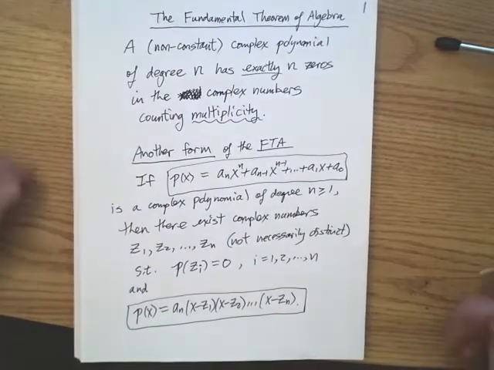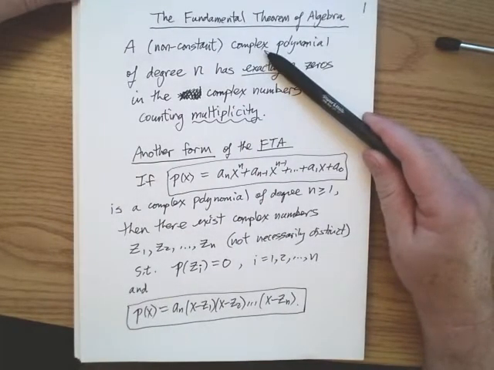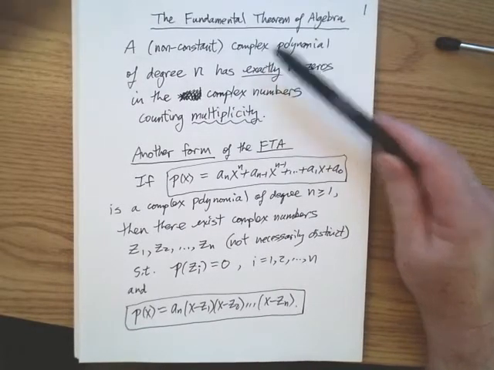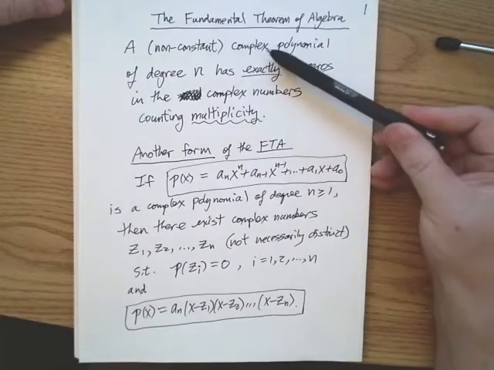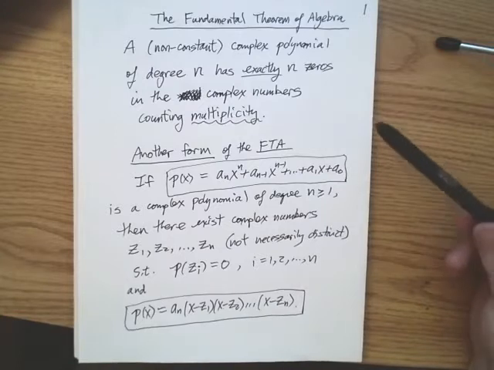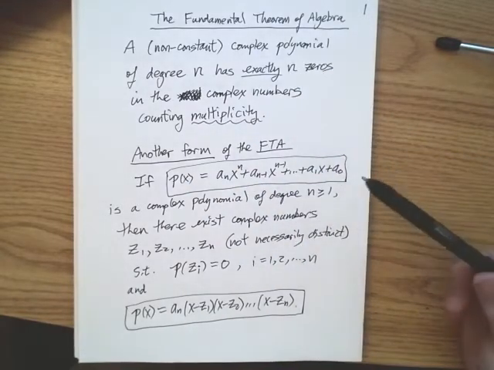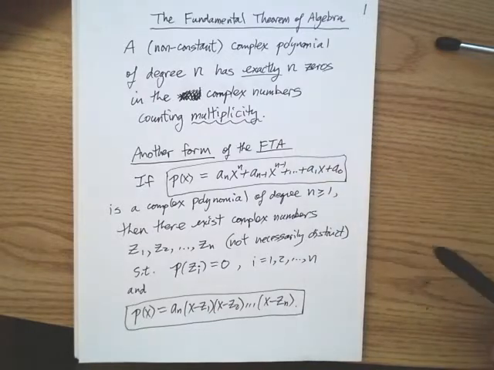Now, when I say a complex polynomial, remember that includes what? Real polynomials, rational polynomials, integer polynomials. Those are all complex numbers too. So this pretty much covers everything, right? N zeros counting multiplicity. So we've seen situations like this where we might have zeros of a polynomial that we count multiple times.